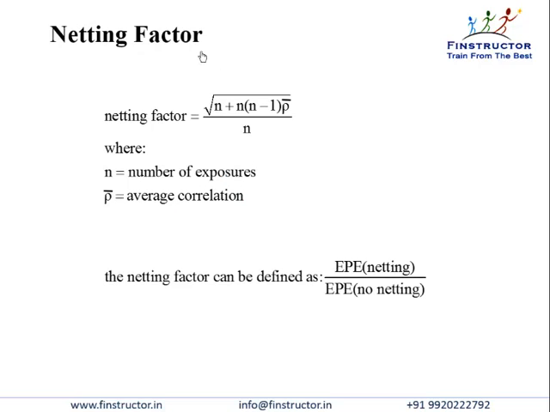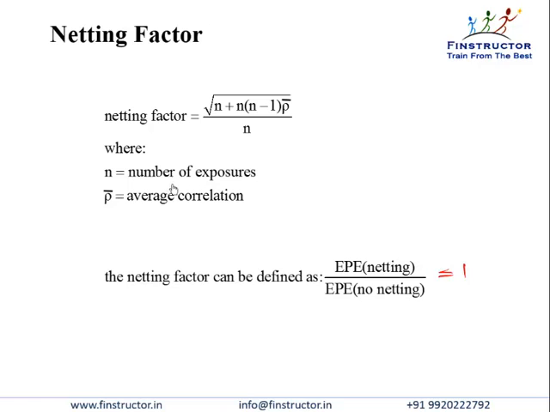Now, the netting factor can be defined as the expected positive exposure with netting divided by the expected positive exposure without any netting. Please note that the expected positive exposure with netting will always be less than the expected positive exposure without any netting. The highest value of this ratio will be equal to 1, that is when there is no netting benefit at all. In the best case, this ratio will be 0, that is the potential exposure with netting comes down to 0, or the ratio becomes 0%.